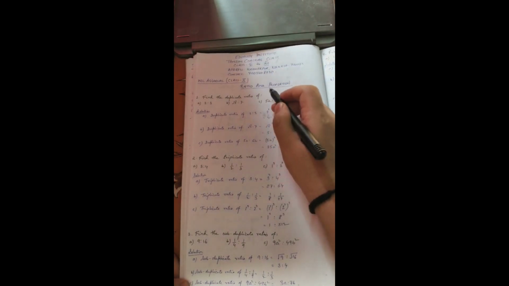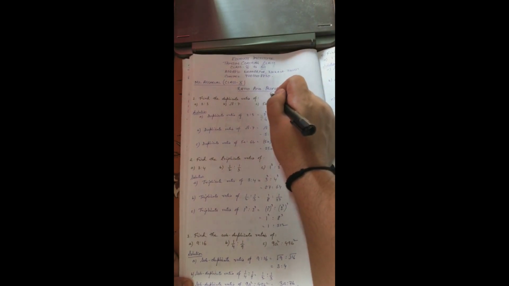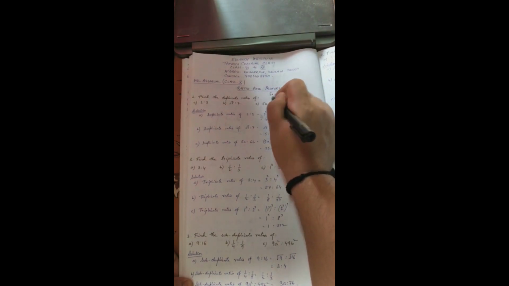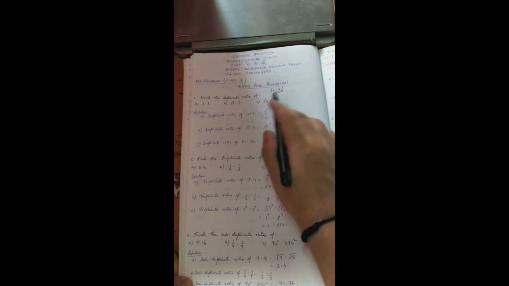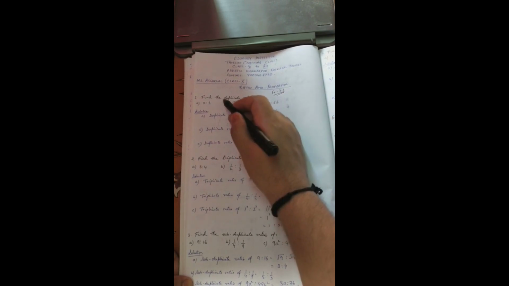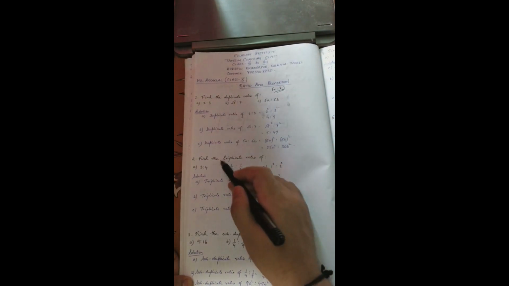Okay, here we are going to do sums on ratio and proportion from ML Agarwal, and we are doing exercise 7.1. In this exercise, we have to know about basic terms regarding ratio. For instance, what do you mean by duplicate ratio? What do you mean by triplicate ratio?